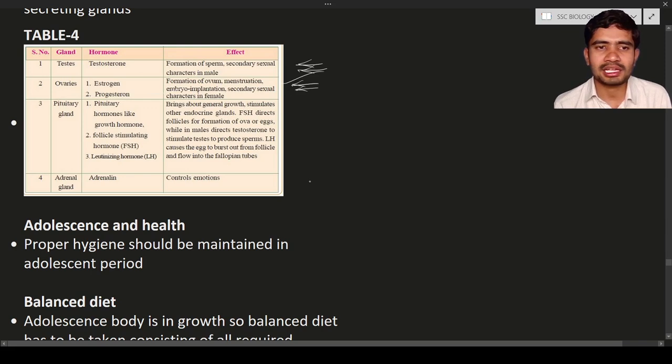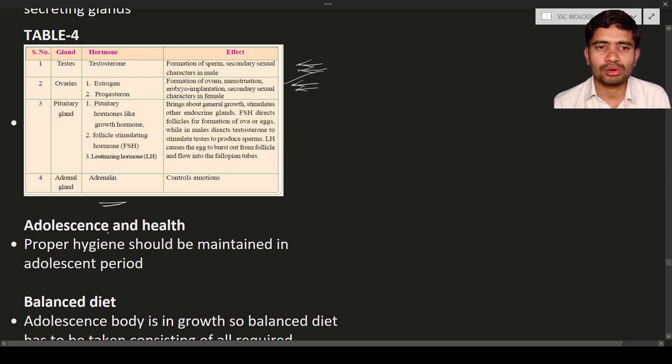Next is the adrenal gland. It is going to produce a hormone known as adrenaline. Just now we have discussed the kidney, where the adrenal gland is located. This adrenal gland is going to control the emotions. For example, if you are walking on the road and a dog is after you, you will do only two things: fight with the dog or run away from the dog. So it is a critical emotion. Such kind of emotion is brought by the adrenal gland, okay, through the adrenaline hormone.